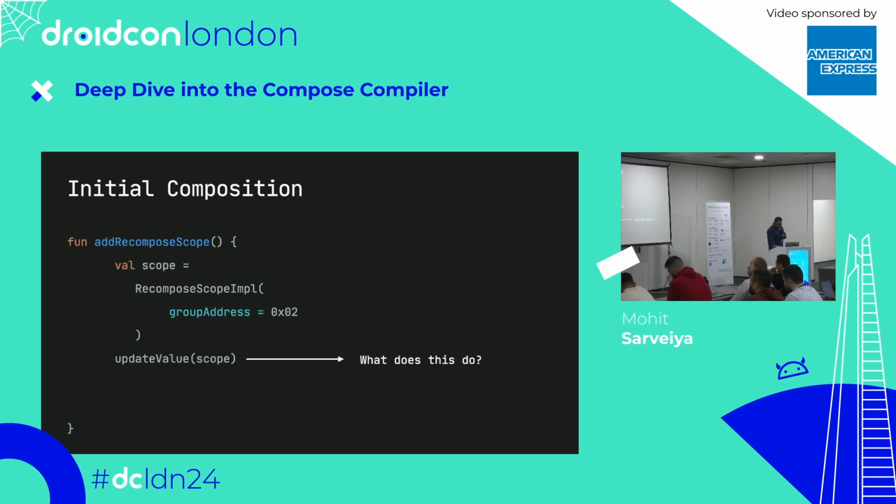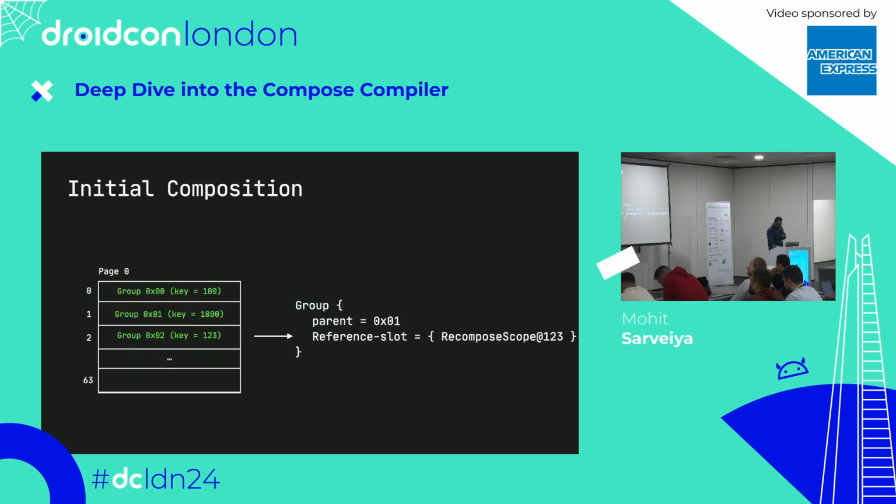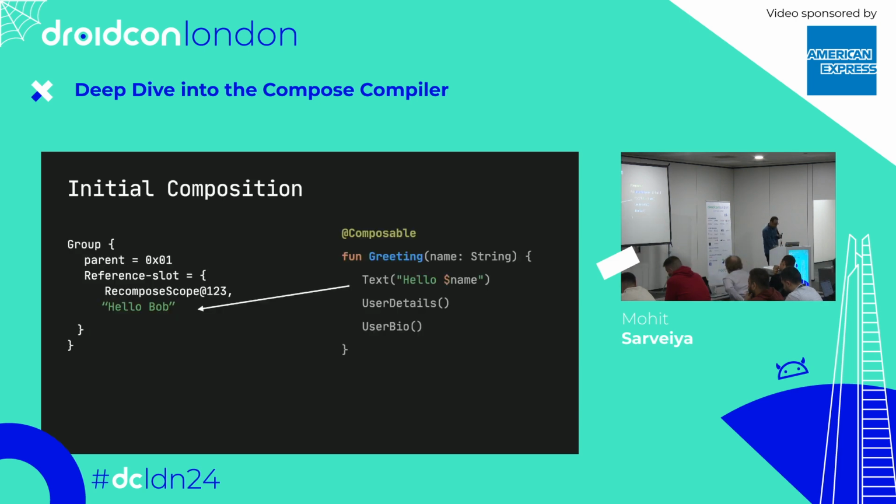So this thing updates the value. What that update value does is go into the reference slot and store an instance of that recomposition scope. If you had this composable with other information you're passing in, like a name, a string, the computed values get stored in this reference slot. So the next thing that happens, you can see right there, is it storing more information. What is the computed value of that hello, which is hello Bob in this case?